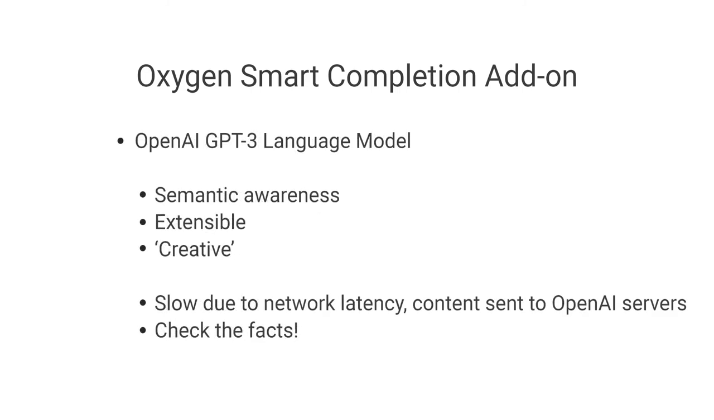The second method uses an OpenAI model. The advantages are that it understands the context and the semantics of the text you type and can generate completions that fit well, although you do need to double-check them because it's not always factually correct. The text that you type is sent to the OpenAI server, so you should not use this engine if you're editing content that has restricted access.